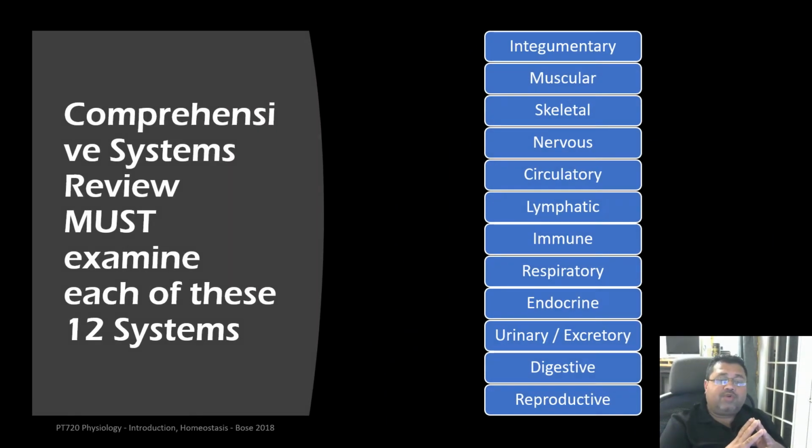Talking of comprehensive systems review means a thorough look at all of these systems. So when a patient presents in the hospital with critical illnesses that often are constitutional symptoms, and nobody knows what is causing those symptoms, then a thorough examination is done that examines all of these systems.